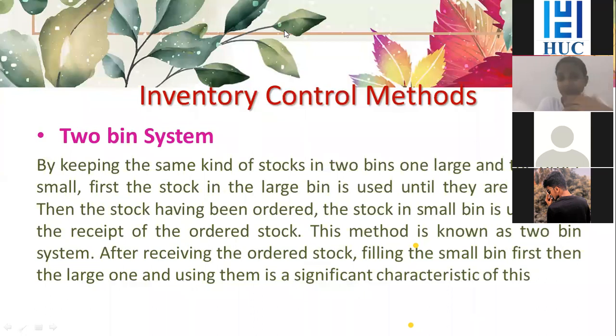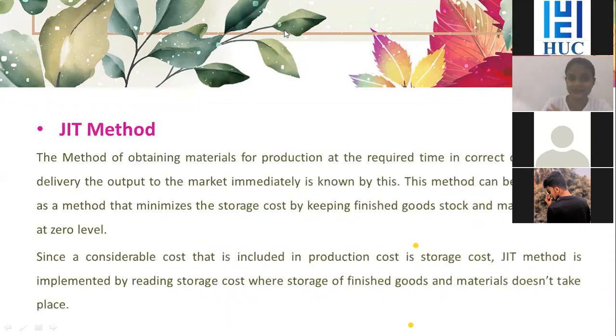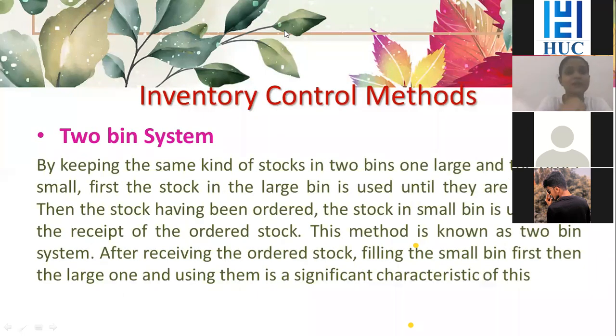Then how do we do this control? There are a lot of inventory control methods, but here we are learning only 3 methods, right? There are many other methods besides these. First one, the 2-bin system. Some businesses use this method, by keeping the same kind of stock in 2 bins, one larger and the other small, right? There are 2 bins. That is why we call this the 2-bin system.